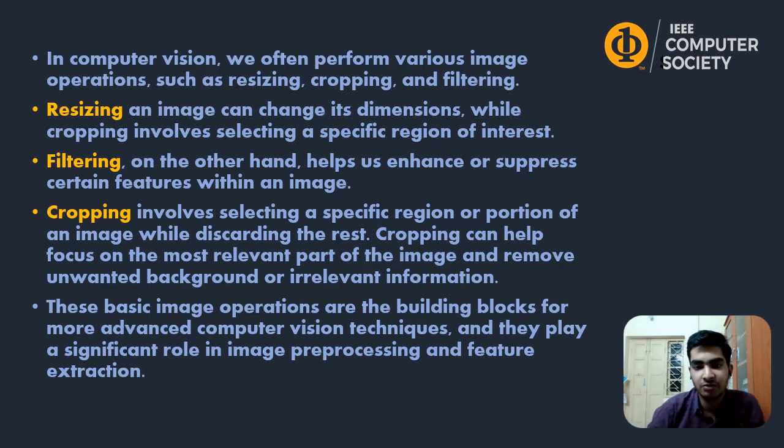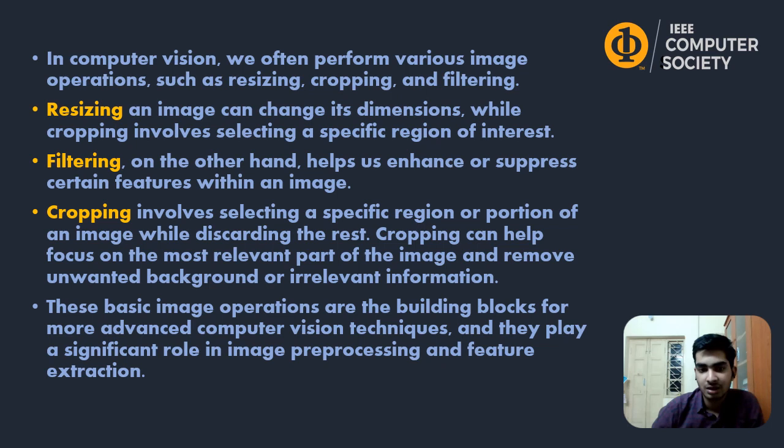In computer vision, we perform various image operations such as resizing, cropping, and filtering. Resizing an image can change its dimensions, while cropping involves selecting a specific region of interest. Filtering, on the other hand, helps us enhance or suppress certain features within an image. If you want to concentrate on a particular part of an image, for example, in that highway road, if you want to concentrate only on cars, filtering algorithms can be used for image preprocessing.